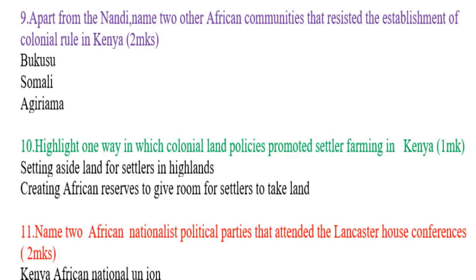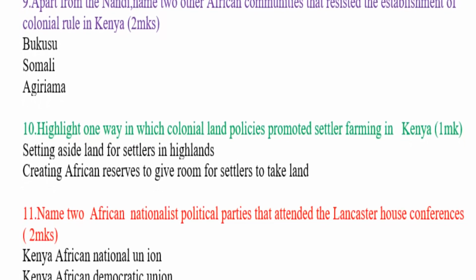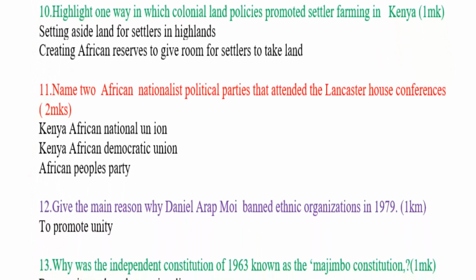We have question number eleven. Name two African nationalist political parties that attended Lancaster House conferences. We have number one, Kenya African Union. That is one of the political parties that attended Lancaster House. Then we have Kenya African Democratic Union. Then we have the last one, African People's Party. Those are the political parties that attended Lancaster House.